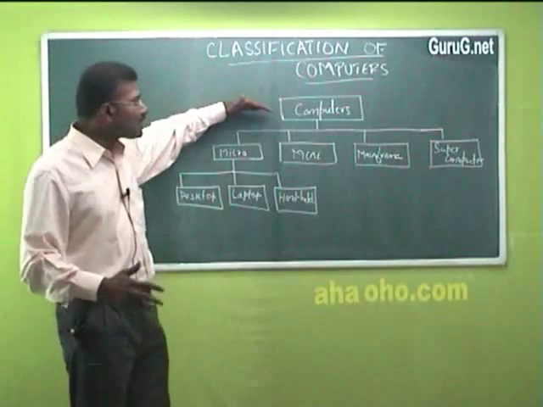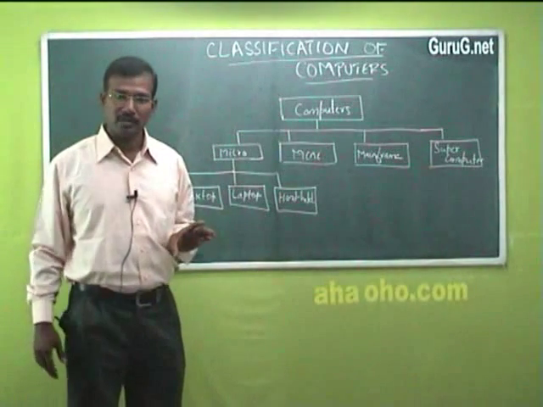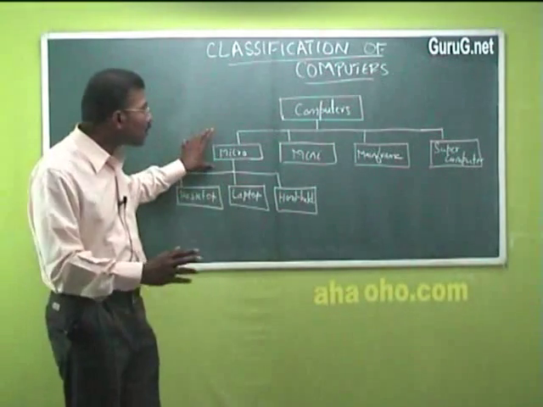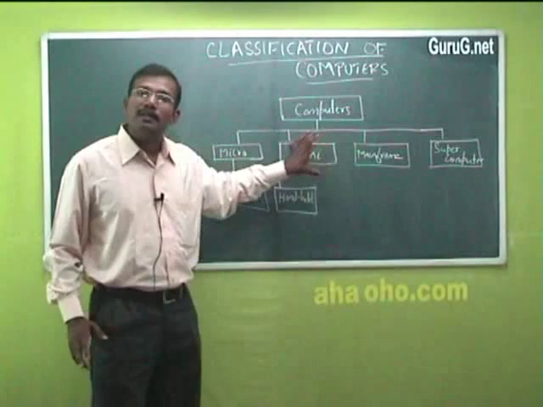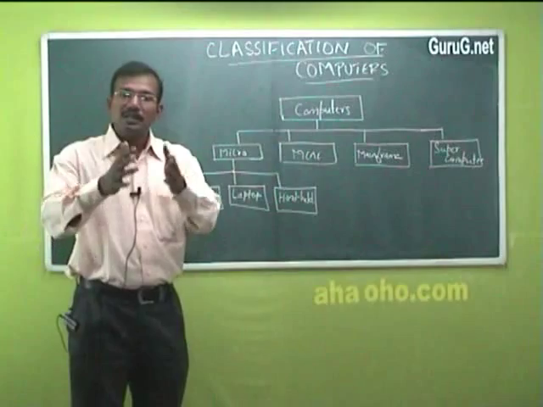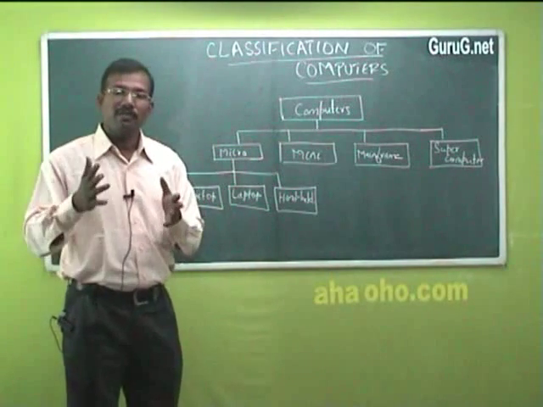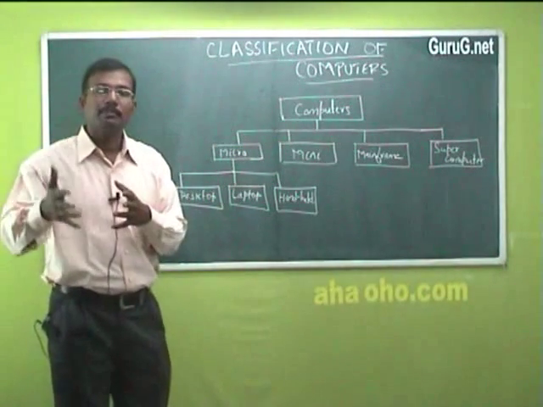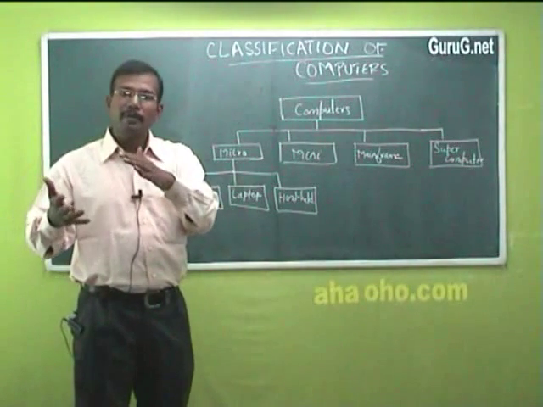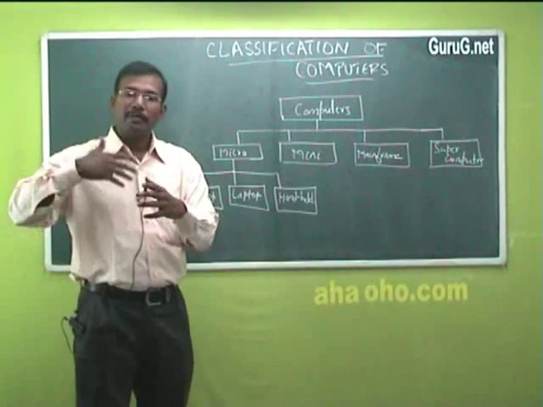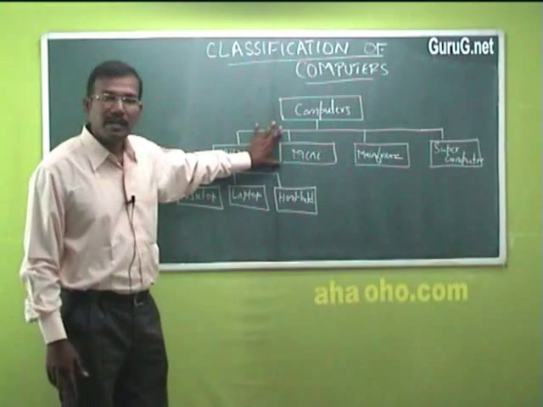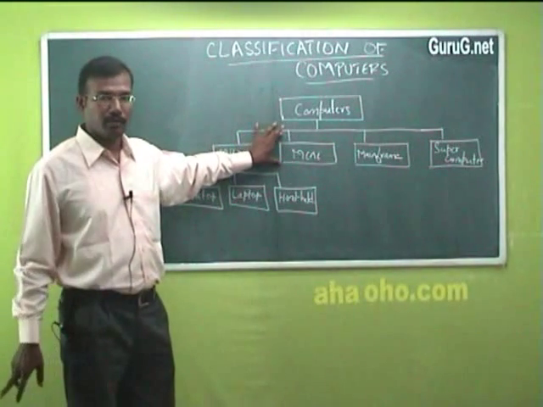Coming to the next major classification, minicomputers. This is a mid-range computer. The operating speed will be between the microcomputer and the mainframe computer. Minicomputers are employed in universities, in colleges, in mid-range enterprises, wherever we have applications where we store a huge amount of data and perform client-server based applications. It's also called a mid-range computer.